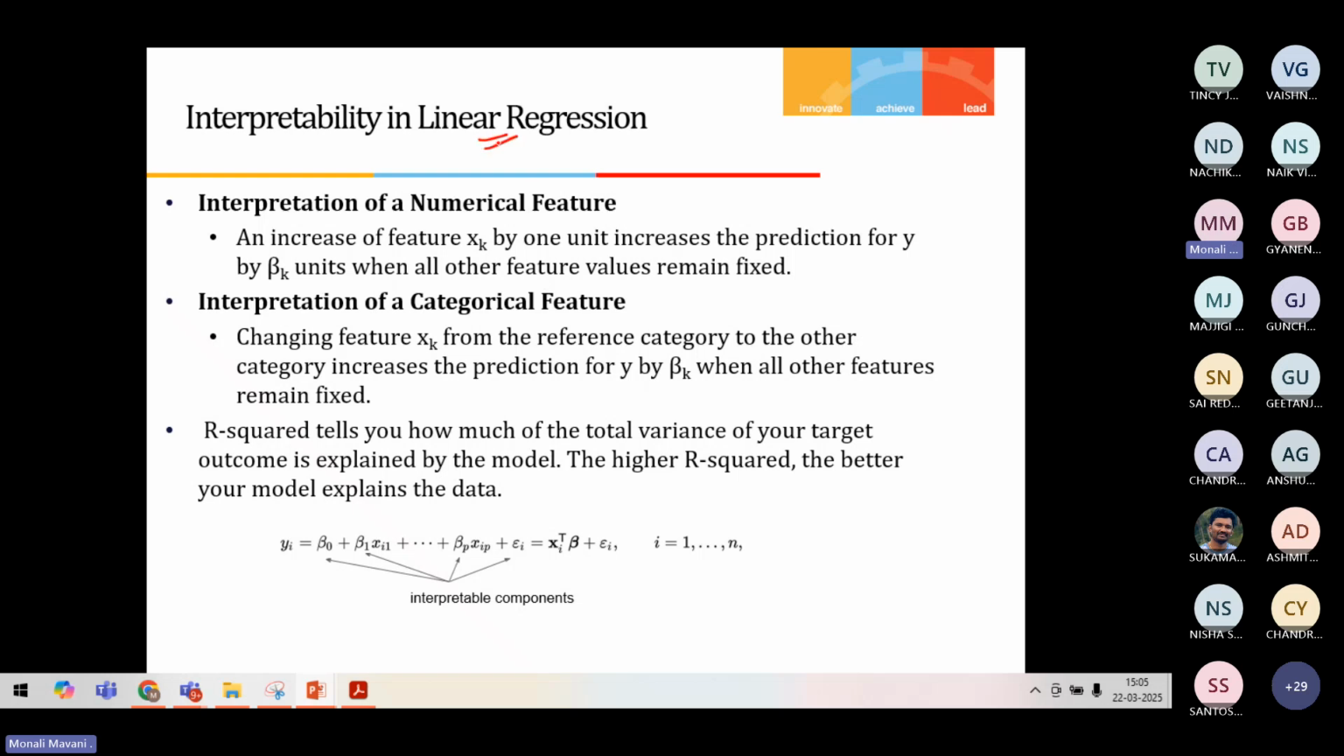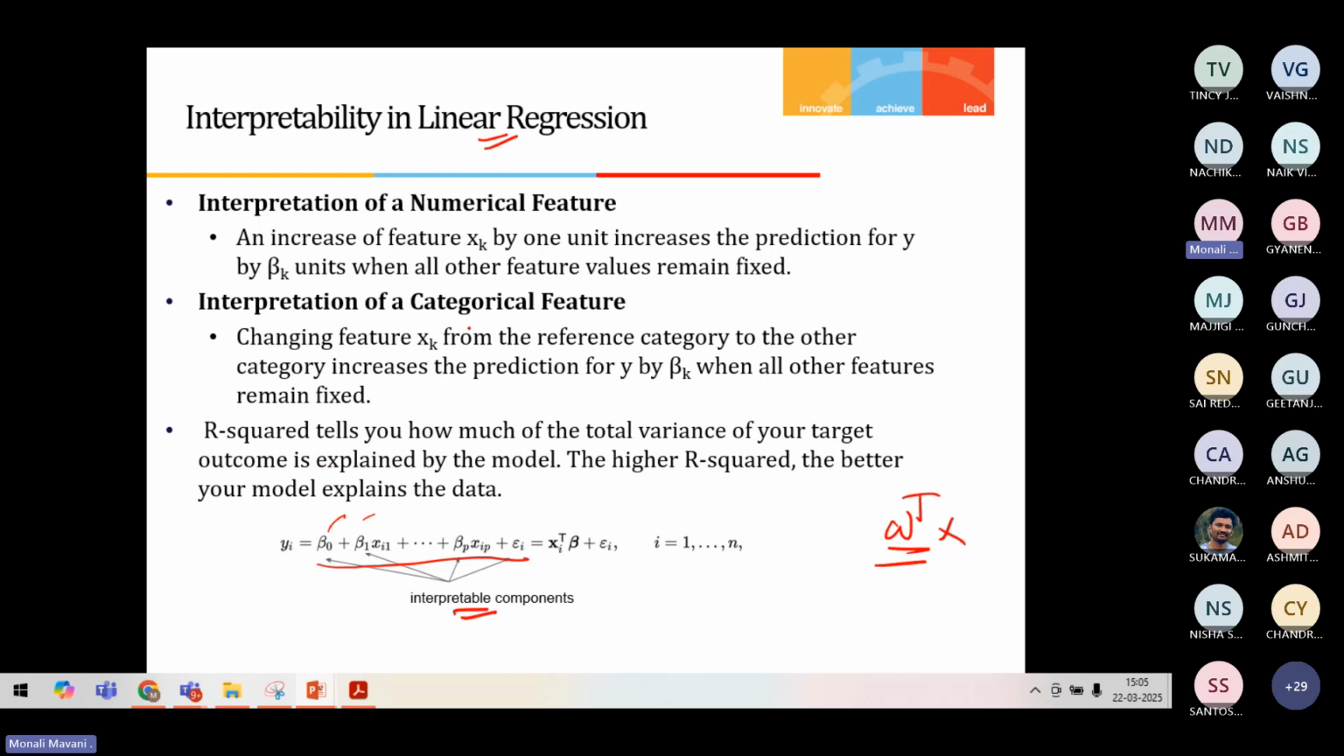Let's say linear regression. This is a linear regression equation, right? Where beta 0, beta 1, they are our weights. Simple W transpose X, W's are our weights. These weights are the interpretable components in case of linear regression.